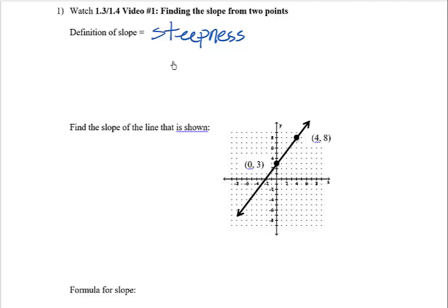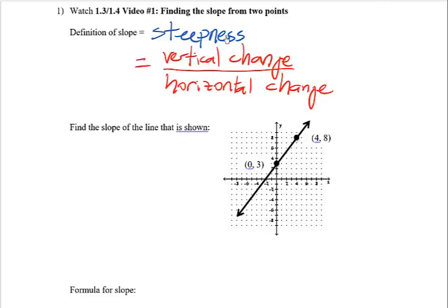Well, it turns out that to find this slope number, we just need to compare two things. In particular, we need to compare the vertical change of the line, in other words, how much does it go up or down, with the horizontal change. How far does it go left or right? And if you calculate the ratio, in other words, the fraction or division problem of those two items, you come up with the slope number.